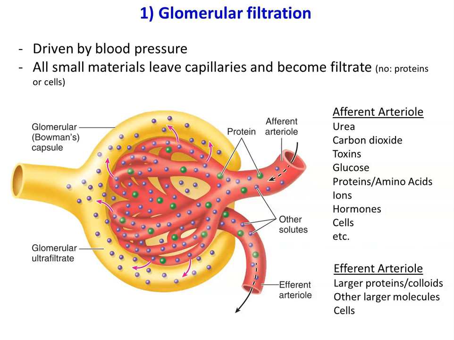Now, something to point out is that cells are also too large to be filtered. So if you have blood in your urine, you need to see a doctor. And there are many different reasons why you can have blood in your urine, and those reasons can be from bleeding from the ureter, bladder or the urethra. But bleeding from the kidneys is not good because it means that you have ruptured your glomerular capillaries. And one of the ways you can rupture your glomerular capillaries is if you have chronic high blood pressure.